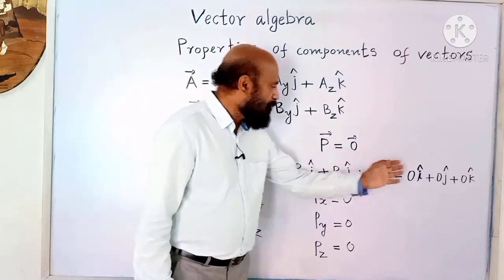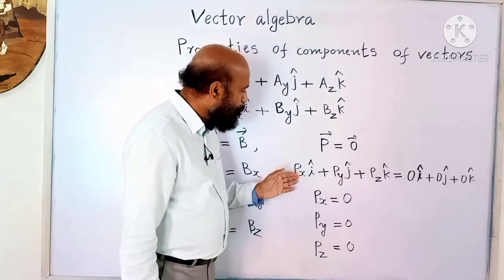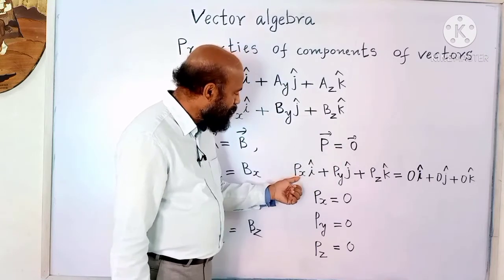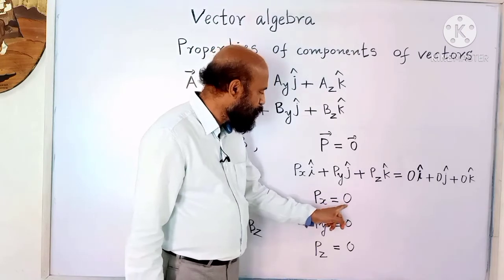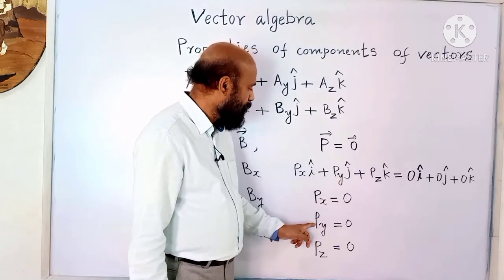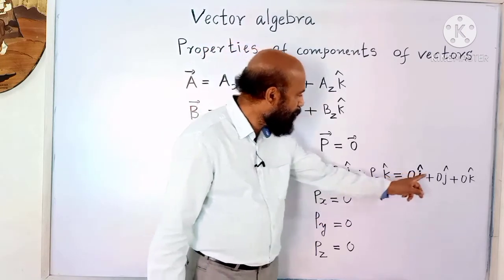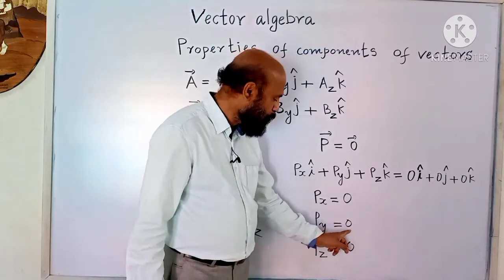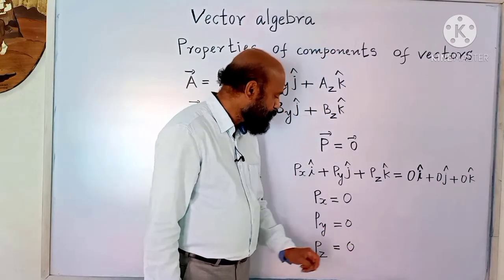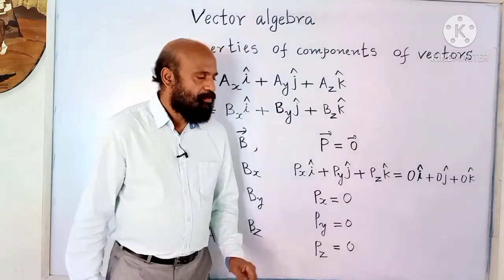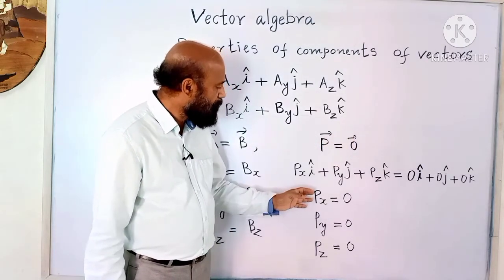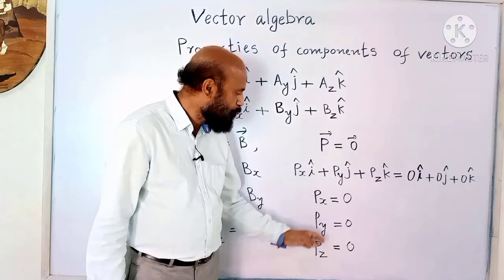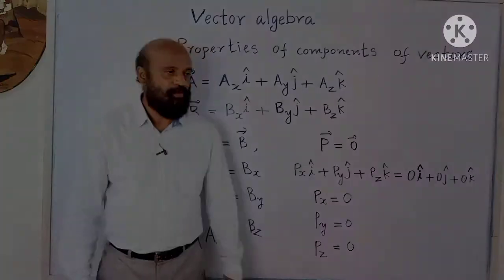Now when vectors are equal, their components should be equal. Here x component is px, here x component is 0. So px should be 0. Here y component is py, here y component is 0. So py is 0, pz is equal to 0. When a vector is a null vector, then each component should be equal to 0.